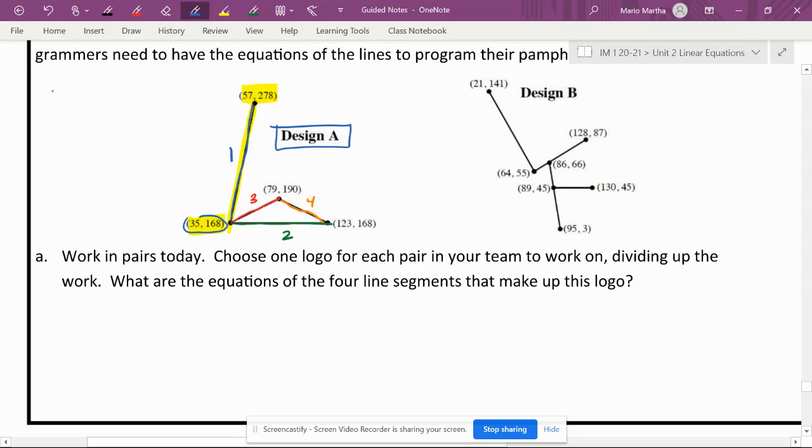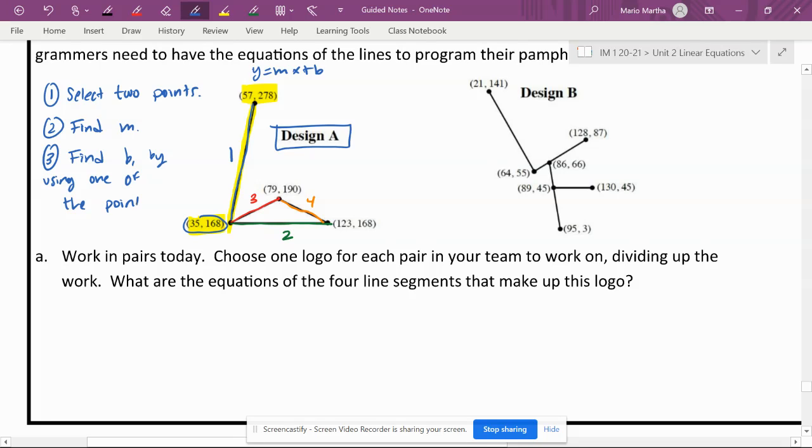So remember, the first step is to pick 2 points. The second step is, we're trying to find the equation of a line, y equals mx plus b. So once we pick our 2 points, we want to find the slope, find m. And then your third step would be to find b by using one of the points. So let's look at the first line right there, line 1. We have 2 points. We have (35, 168), and we also have (57, 278).